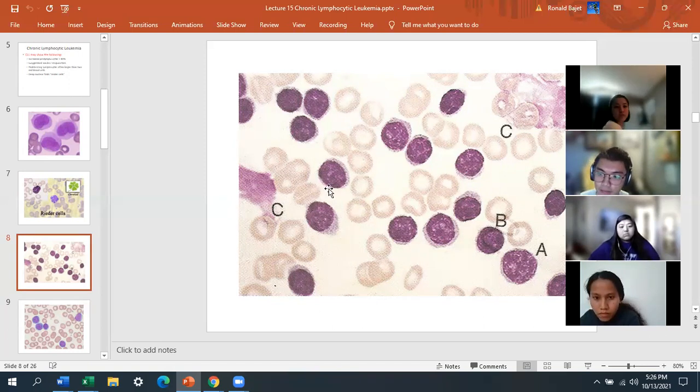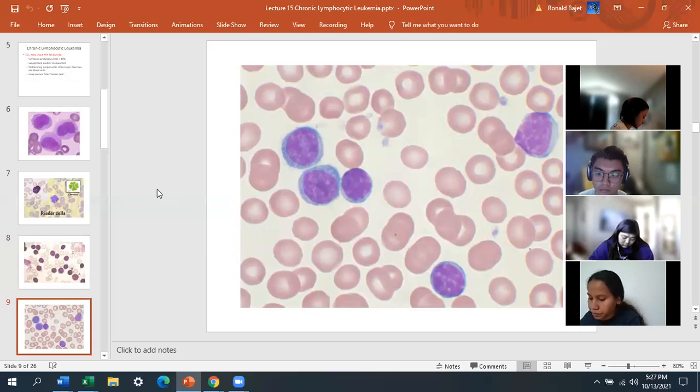And also, looking at this field, you normally don't see this many white blood cells in a field like this. So this patient has a high white count. So this is probably CLL. Again, it's the most common leukemia in elderly adults.